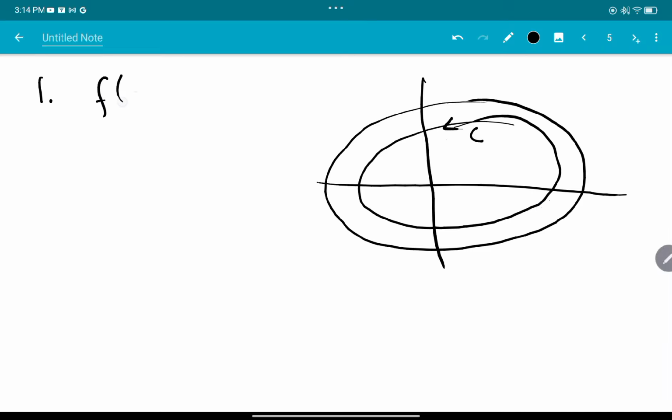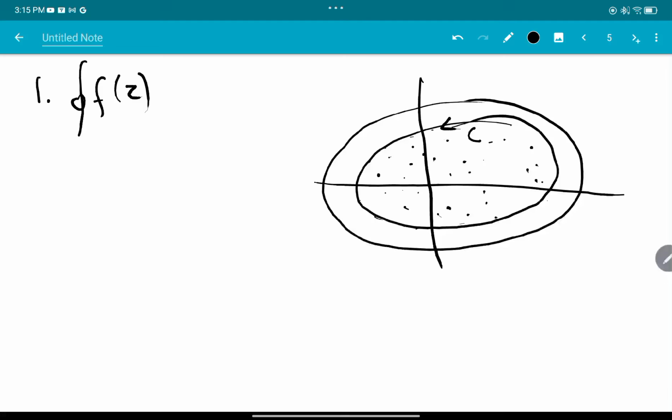Now we turn towards f(z). The function f(z) must be analytic at every point on this curve and inside it. Then this loop integral, closed integral, means that you have to start integration from a point and then come back to that point. This line integral is then called a loop integral. Now this loop integral will be equal to 0.